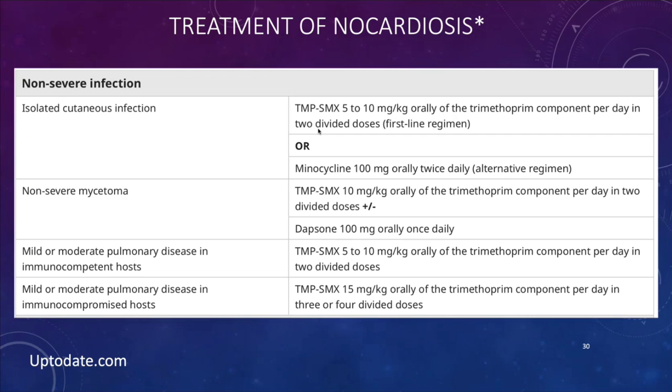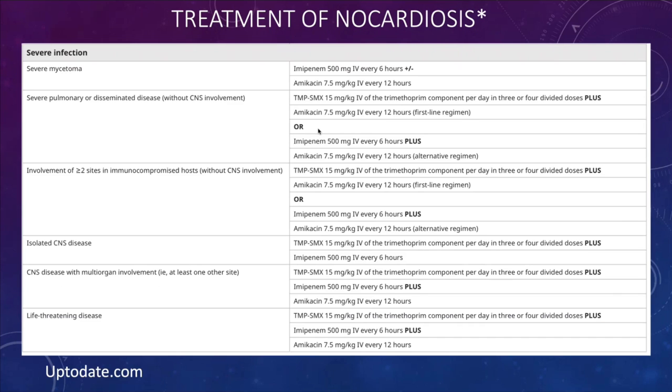Again, for isolated cutaneous infection, Bactrim or minocycline are effective. If you have somebody with a mycetoma that's not severe, consider Bactrim or dapsone. Mild or moderate pulmonary disease, you can still get away with single agent therapy. And for mild or moderate pulmonary disease in immunocompromised hosts, you want to escalate your dosing, but single agent therapy is okay. Now, if you have severe disease, this is where you get into the multiple agent regimens, at least for the induction portion of therapy. And scrolling down to life-threatening disease here, you see high-dose Bactrim plus imipenem plus amikacin, at least for the induction phase of therapy.